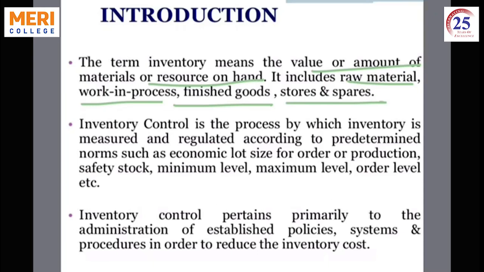It could be inventory of raw materials, inventory of work in progress, inventories of finished goods. So organizations need to have proper levels of inventories so that they can have proper control on the cost of the entire production process. There are certain predetermined norms with the help of which organizations control inventories. These are economic lot size for order or production, safety stocks, minimum level, maximum level or order level, etc.